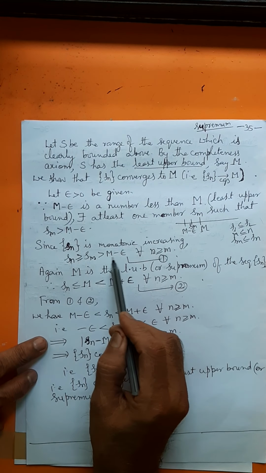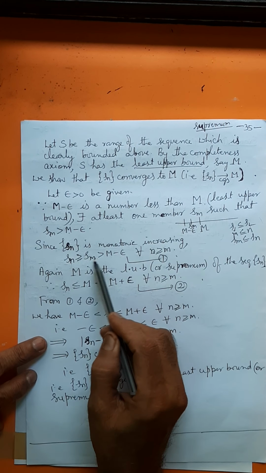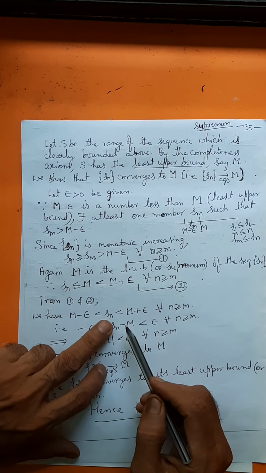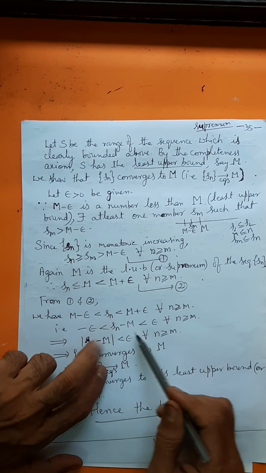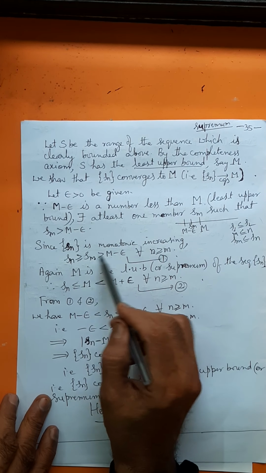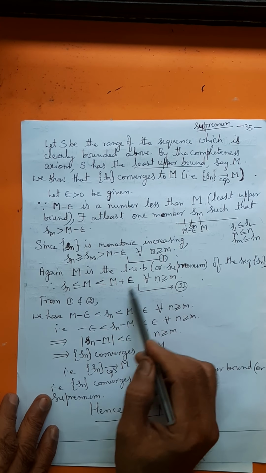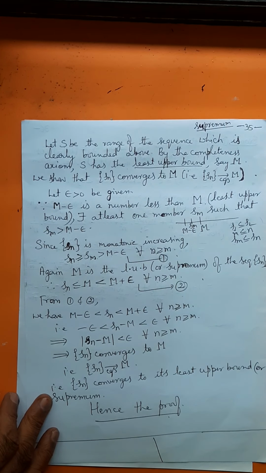Start with m minus epsilon. M minus epsilon is strictly less than Sn, Sn is strictly less than m plus epsilon. So your Sn lies between m minus epsilon and m plus epsilon. Adding an m on either side, add m.